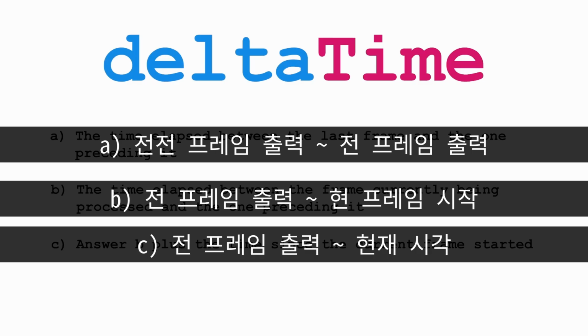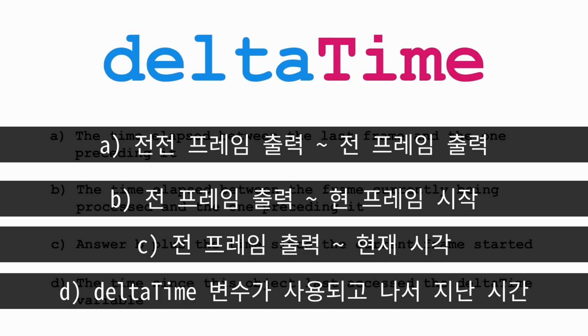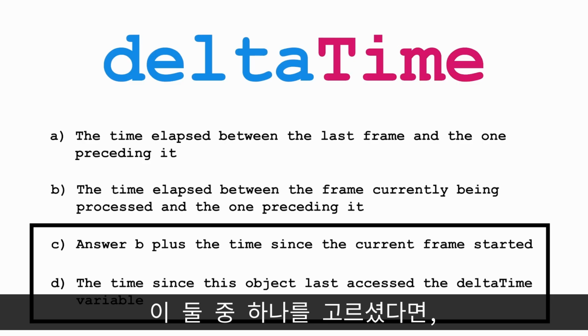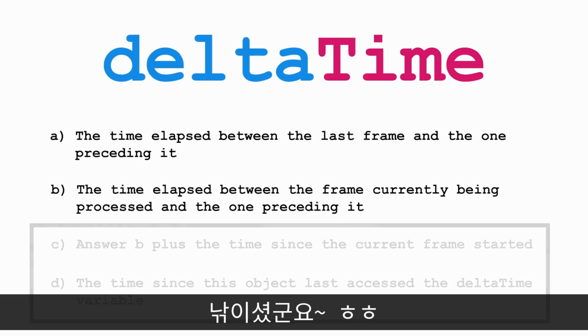C, is the answer B plus the time since the current frame started? Or is it D, the time since this object last accessed the delta time variable? So dear test participants, think about it, pause the video, there are some points to be earned. I will reveal the solution in 3, 2, 1. If you picked any of these two here, then haha, I trolled you real bad.